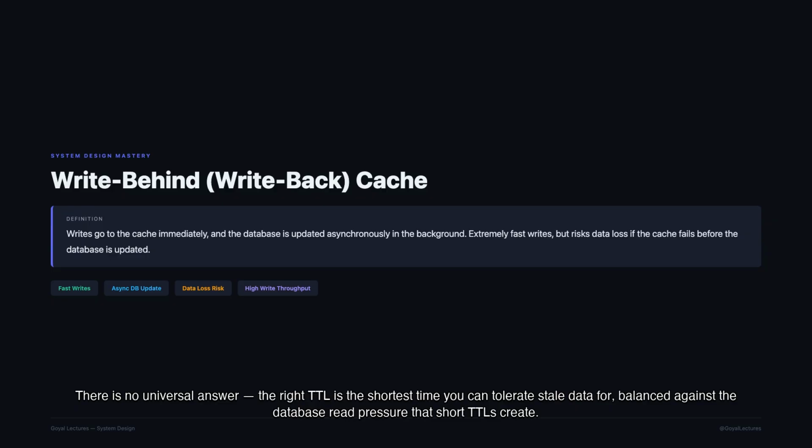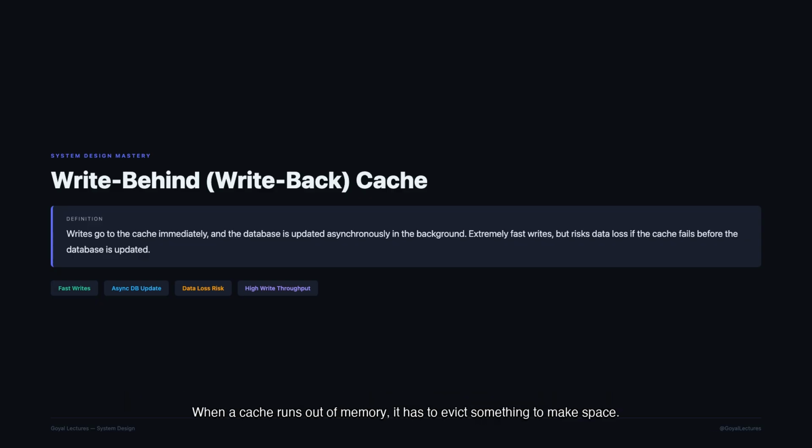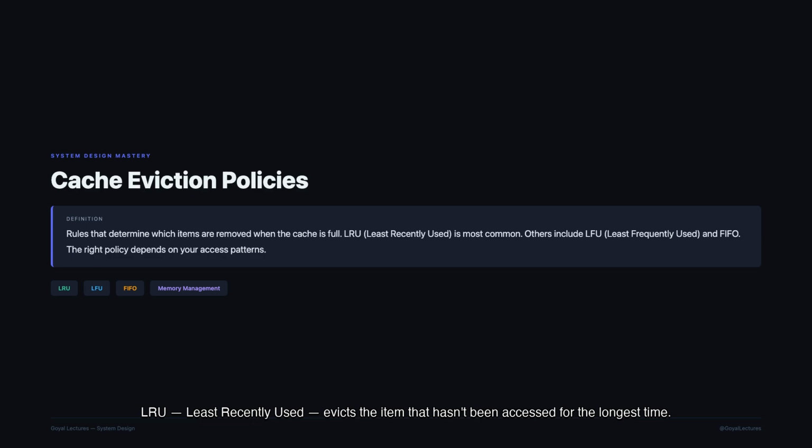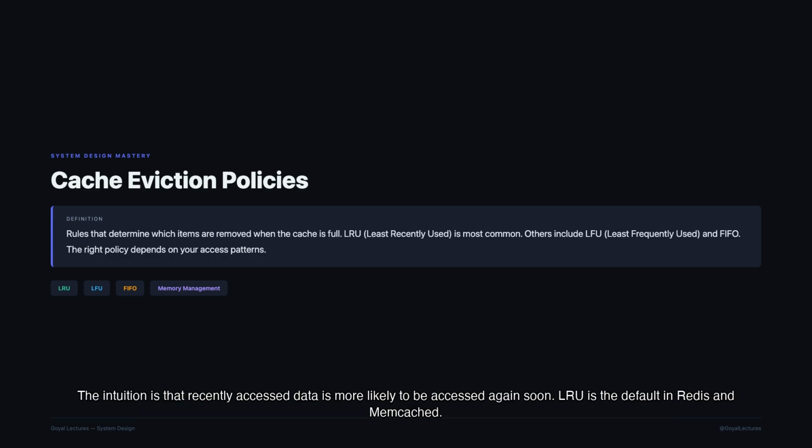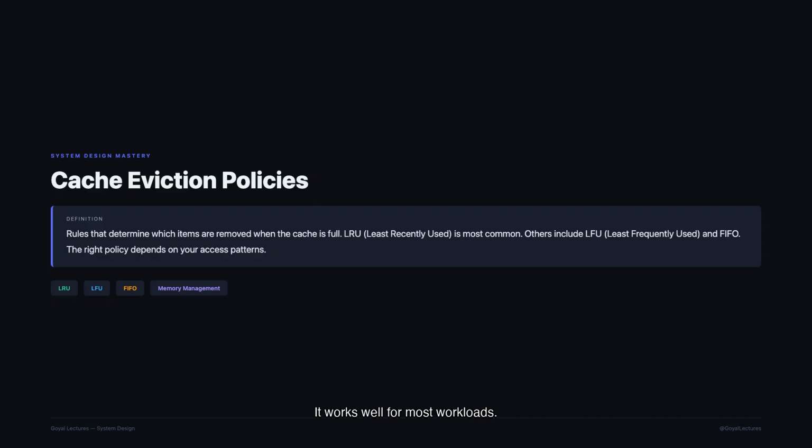LRU, least recently used, evicts the item that hasn't been accessed for the longest time. The intuition is that recently accessed data is more likely to be accessed again soon. LRU is the default in Redis and Memcached. It works well for most workloads. LFU, least frequently used, is better when some items are permanently hot and you don't want them ever evicted.